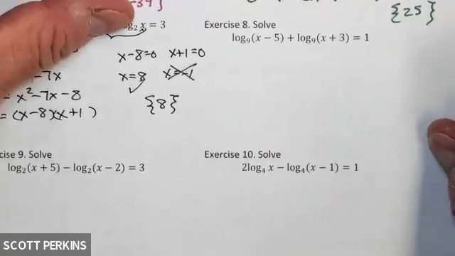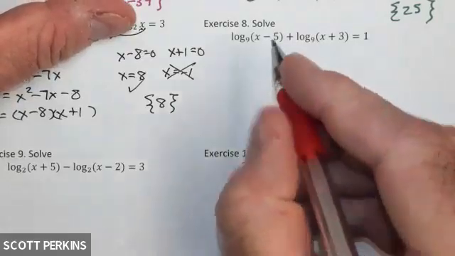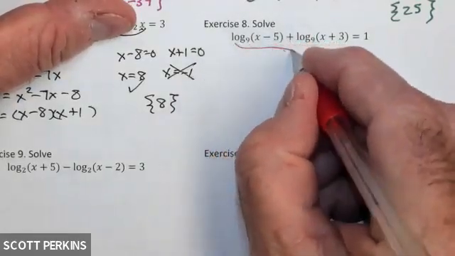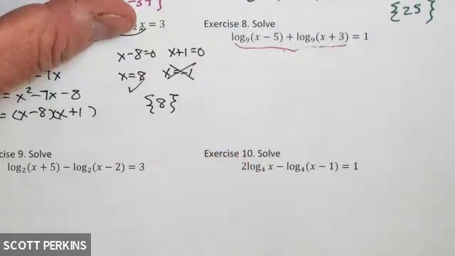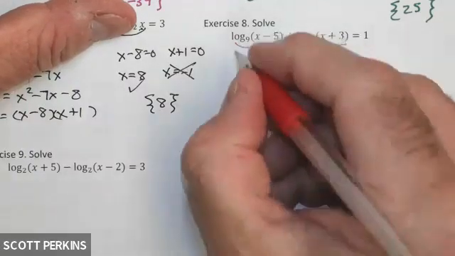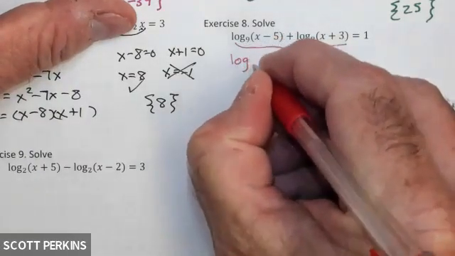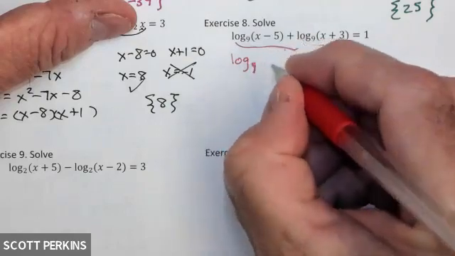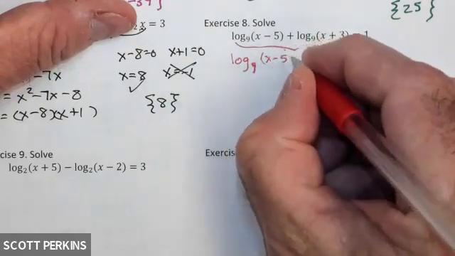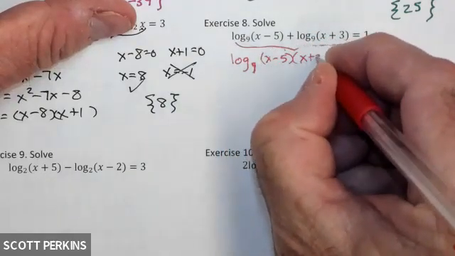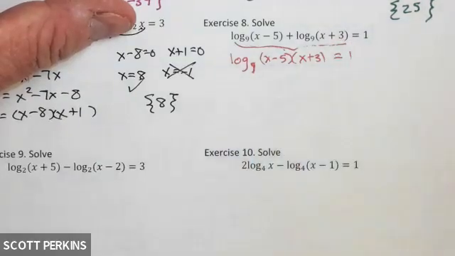So just kind of drilling this into your head right now. So I'm going to apply the product rule here on the left side of this in order to combine those logs into one single one. So I have the log base 9, that's a 9, not a g, of x minus 5 times x plus 3. So I'm multiplying those together is equal to 1.